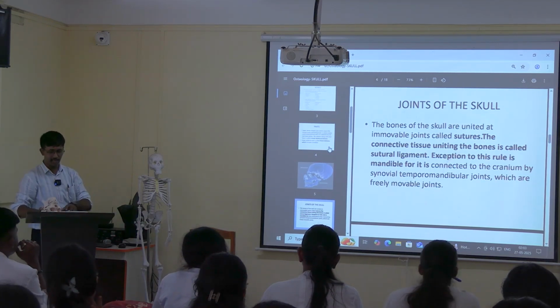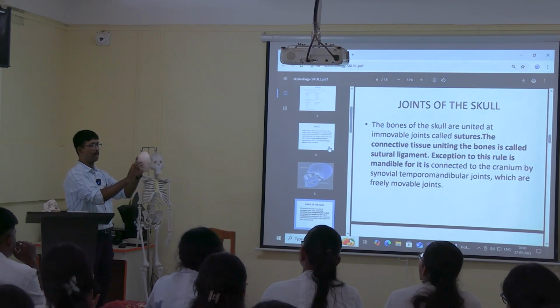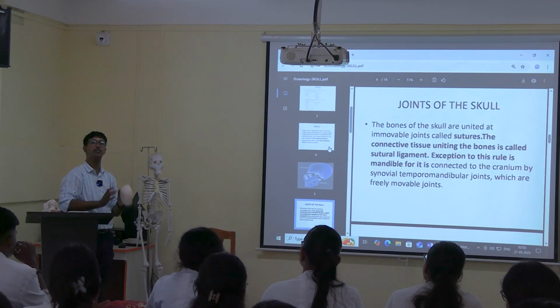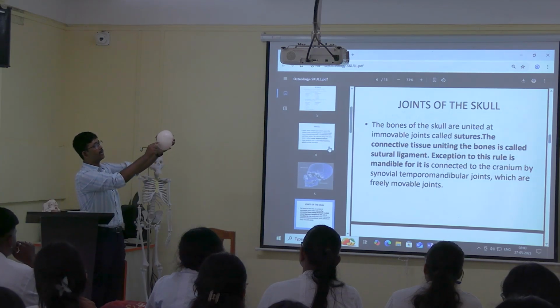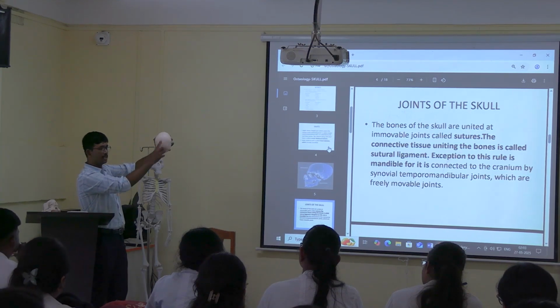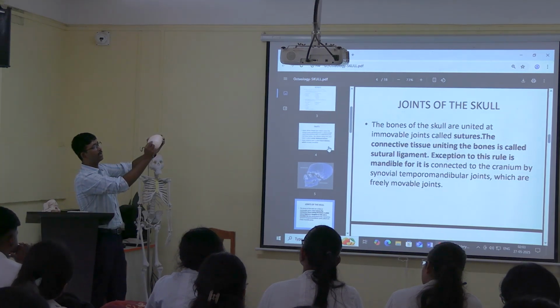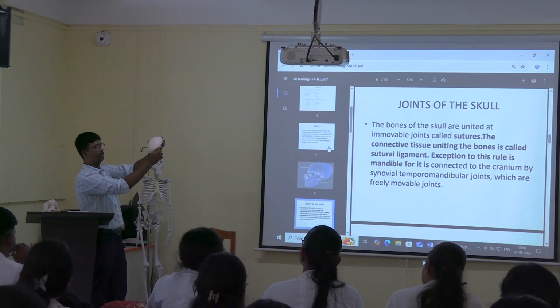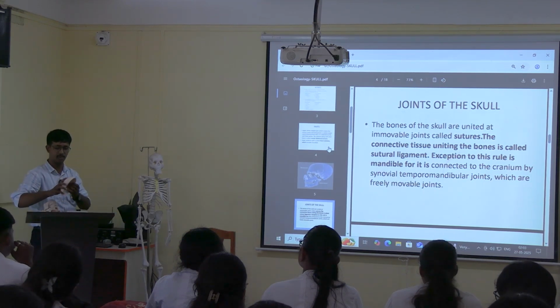Now the whole skull, the multiple bones, are attached to one another through sutures. These are your sutures. This is one parietal bone, this is another parietal bone, and together they are attached through one suture. That is your sagittal suture. In front, the frontal bone is attached to both parietal bones through another suture, the coronal suture. In the frontal bone there is another suture, also known as the metopic suture.